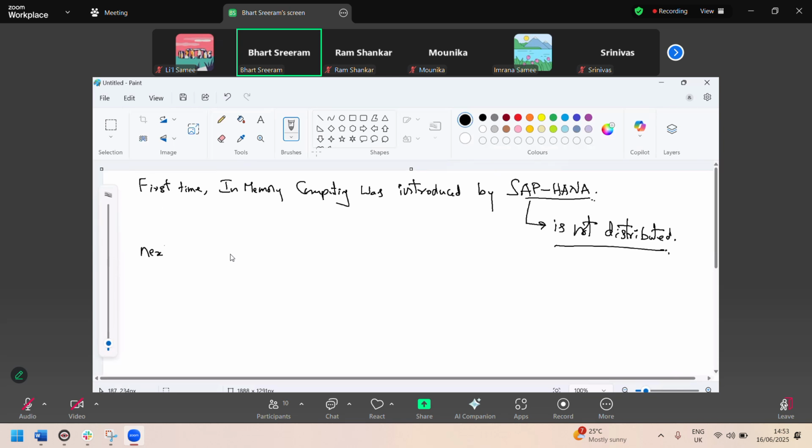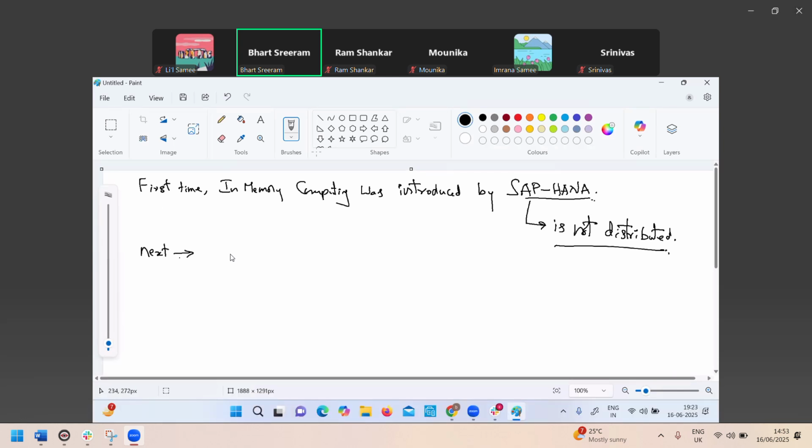So next, Spark and Flink introduced in-memory computing with the parallel process.